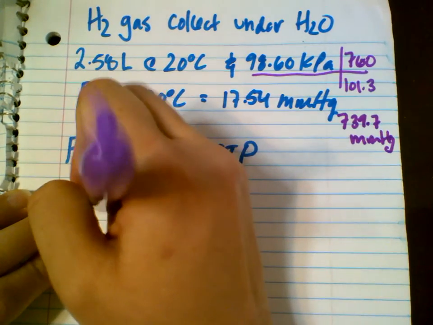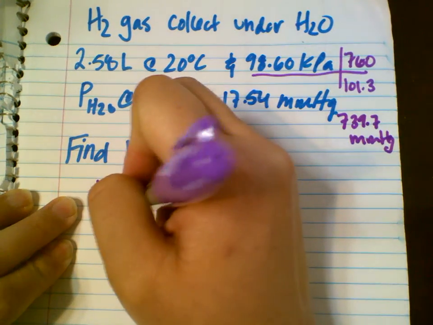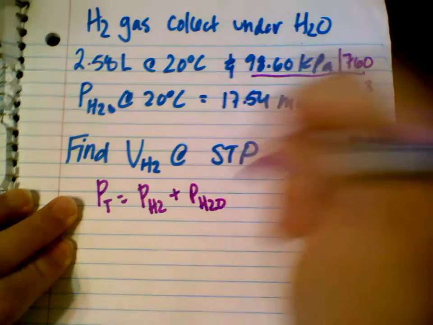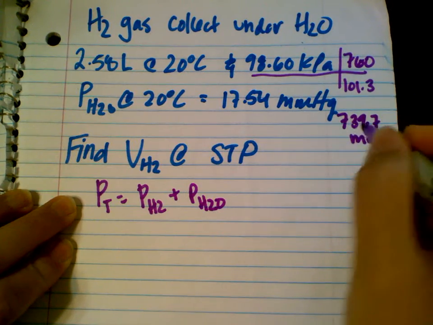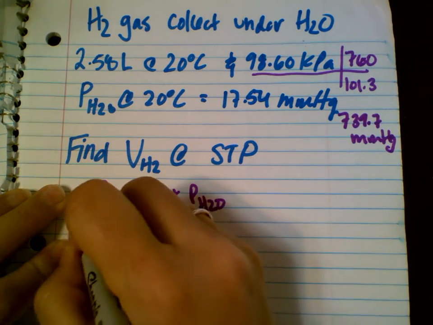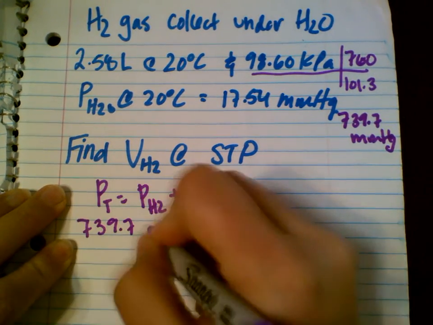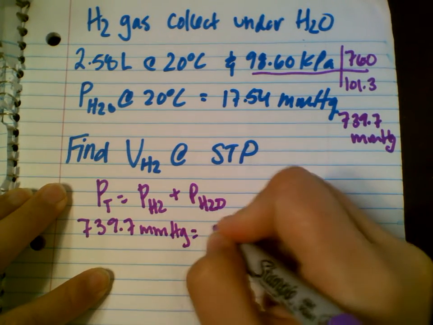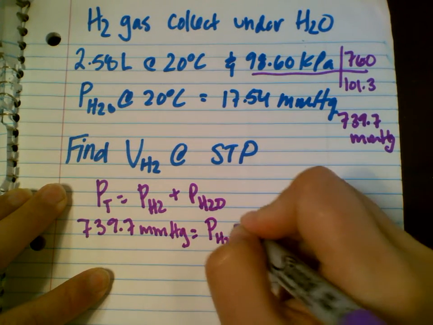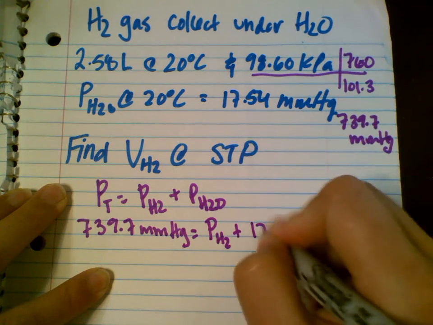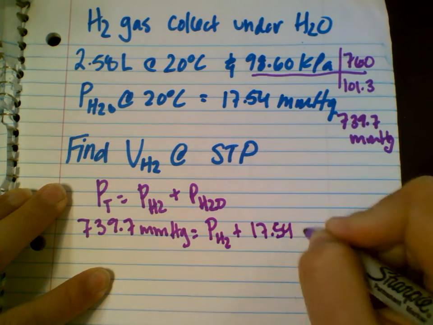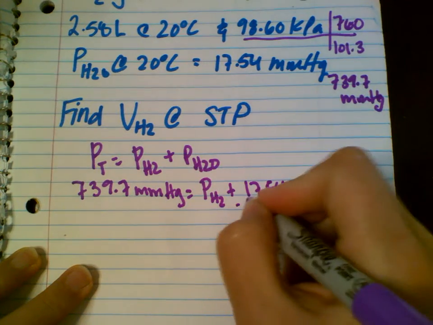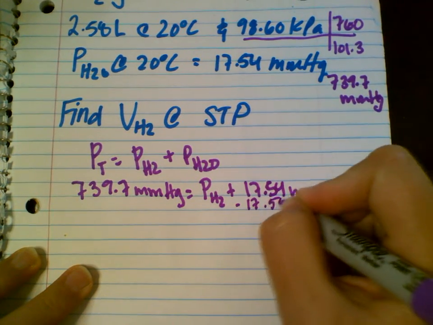So now I want to find the pressure of just the hydrogen gas. So I'm going to take P total equals the pressure of hydrogen gas plus the pressure of the water. So the total pressure is what we just found here, the atmospheric pressure. So I have 739.7 millimeters of mercury equals the pressure of hydrogen gas plus 17.54 millimeters of mercury. So to find the pressure of hydrogen, I'm just going to be subtracting the 17.54.